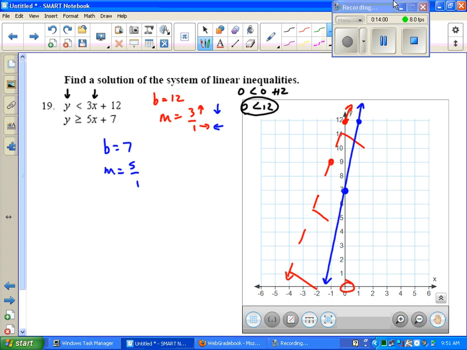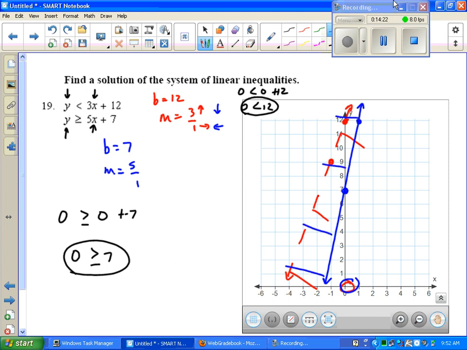And then we have to choose 0, 0 to see if it gives us a true statement or not. 0 in place of y would be 0. Is greater than or equal to anything times 0 would be 0 plus 7. 0 is greater than or equal to 7. Check the truth value of that one. It is not true this time. So since 0, 0 is on this side, you want to shade everything the other way.